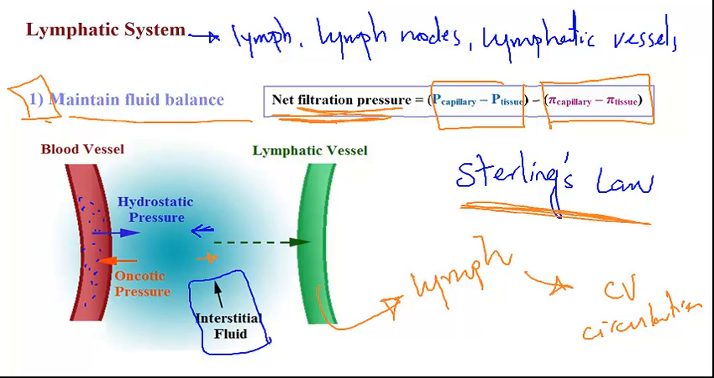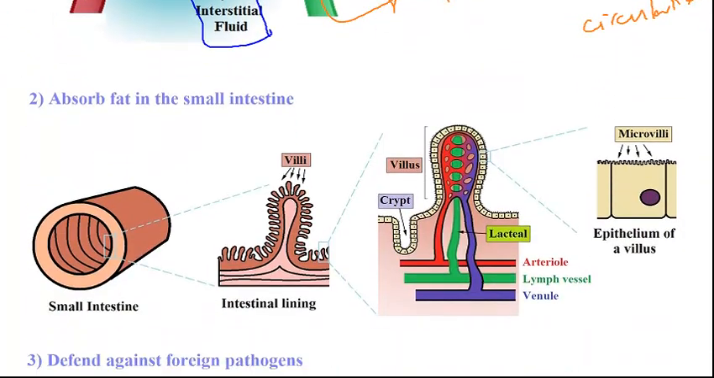The second function of the lymphatic system is to absorb large macromolecules that cannot get absorbed into the intestinal capillary network. An example is fat. So inside our small intestine, we have intestinal lining with many villi and microvilli, and the function of these villi is to absorb nutrients. However, these capillaries have a basement membrane, and so large macromolecules or fats cannot get absorbed through the intestinal capillary network.